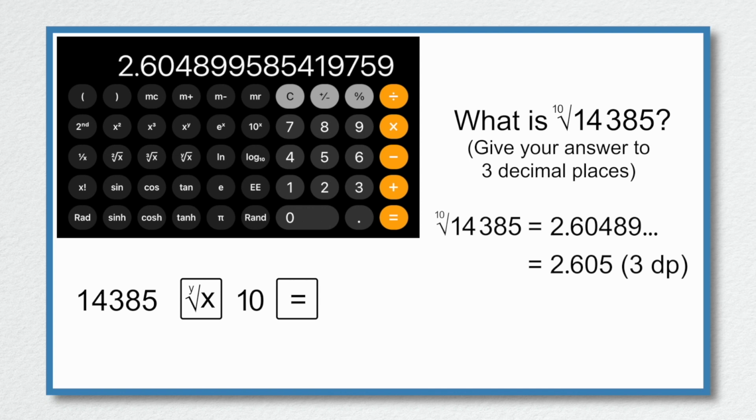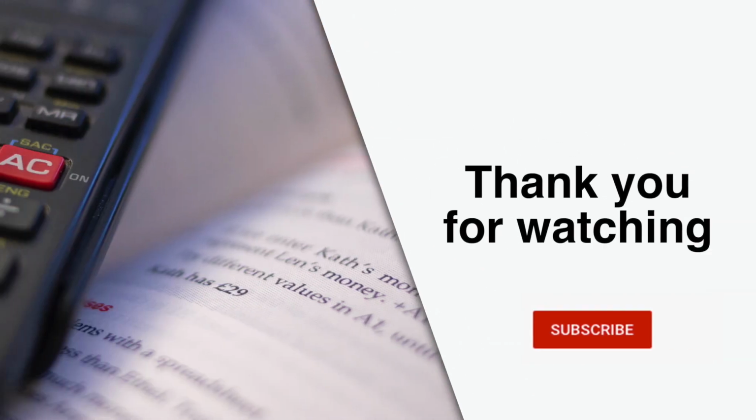So there's a brief introduction to cube roots and square roots. As mentioned earlier, especially when dealing with square roots, you need to know the multiplication tables. If you know that 12 multiplied by 12 is equal to 144, then you should be able to recall that the square root of 144 is equal to 12, because 12 times 12 is equal to 144. In the next video, I'm going to be looking at standard form. But I hope you found the video helpful.